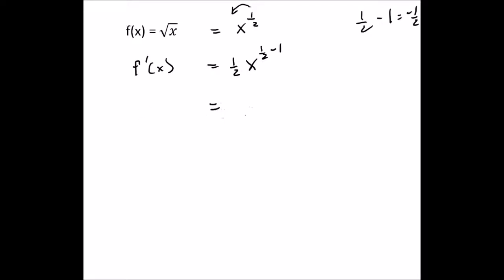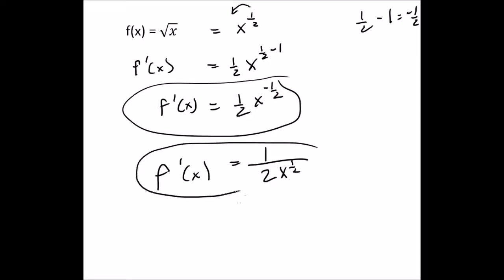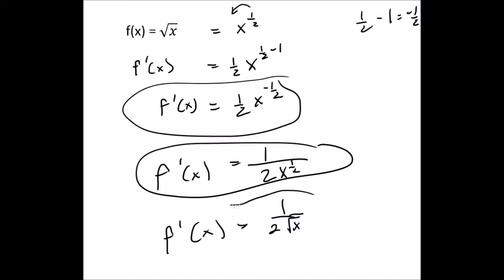So this becomes 1/2 x to the 1/2 minus 1, which is a negative 1/2. So this is the derivative, and you can write it like this. And if you want to, you can also write it like this, 1/2. The negative takes the x down to the bottom. You can write it like this. And then if you want to, you can also write it like this. x to the 1/2 power is the square root of x. So all three of these are correct.